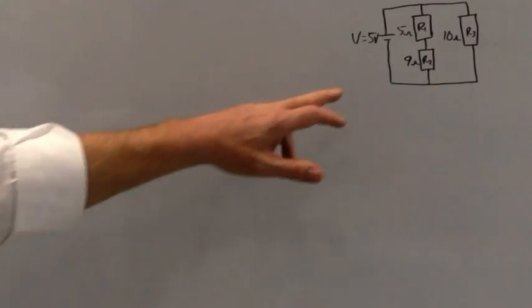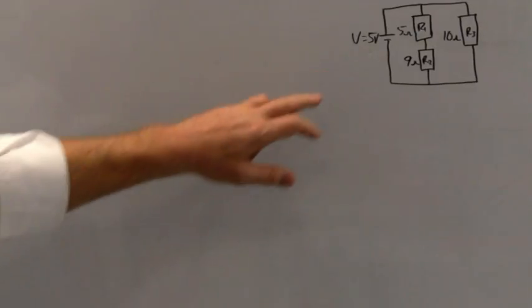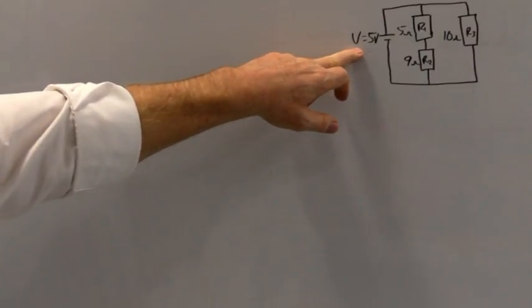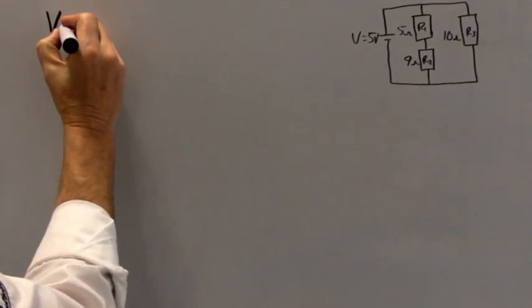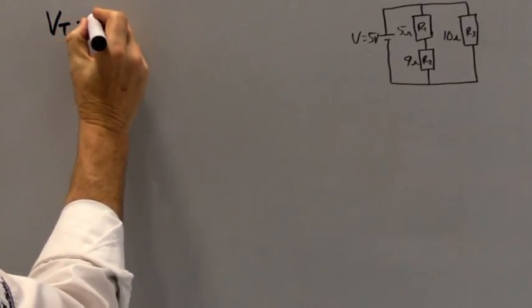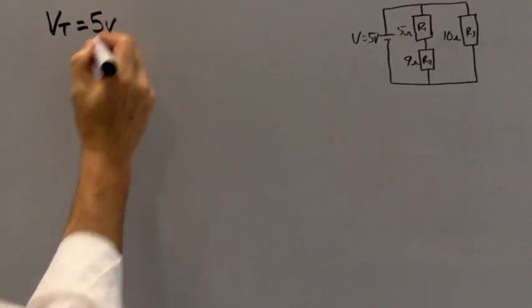Okay, so I made a little sketch of the diagram in the top right hand corner. The first thing that we need to find is the total voltage of the circuit. So the voltage is just V equals 5 volts. So that is the total voltage, and I'll make a note of that here. VT equals 5 volts.